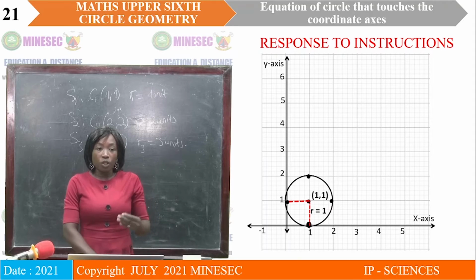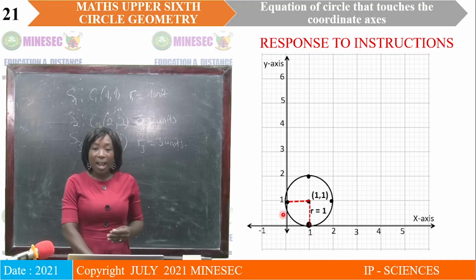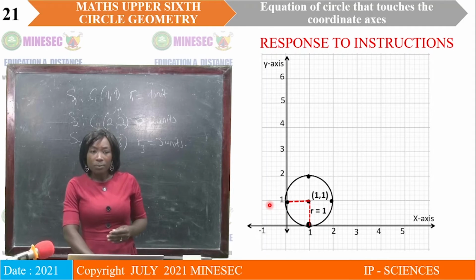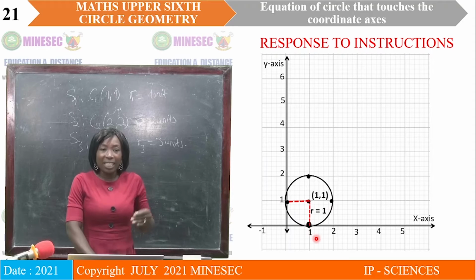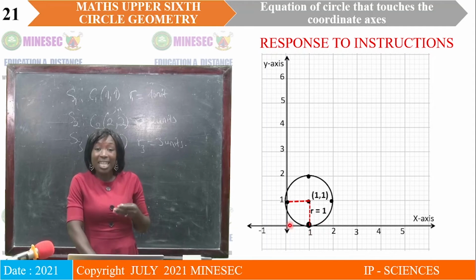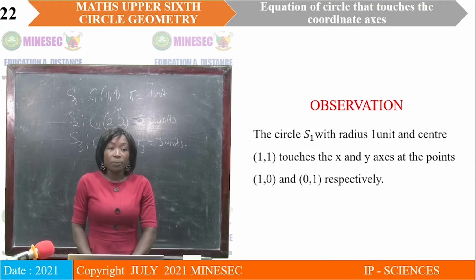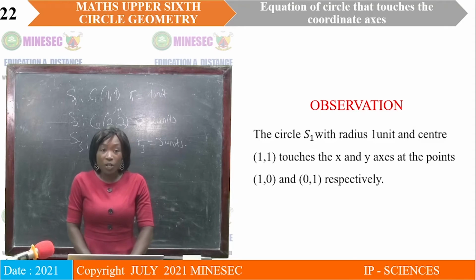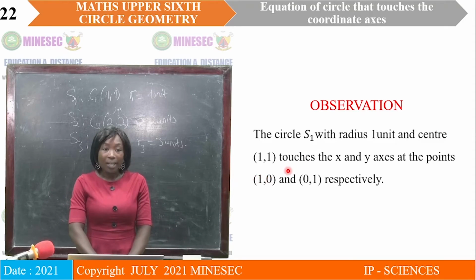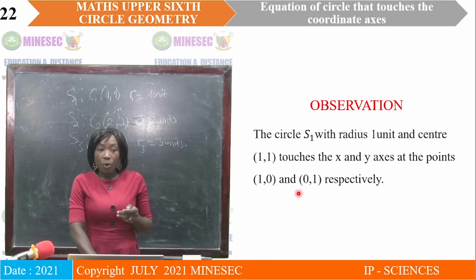What do we observe? We discover that this circle touches the x-axis and the y-axis. The y-coordinate there is 1, the x-coordinate there is 1. And you discover that the value of the radius is the same as the x-coordinate and the y-coordinate of the center. So as observation, the circle S1 with radius 1 unit and center (1, 1) touches the x and y axes at the points (1, 0) and (0, 1).